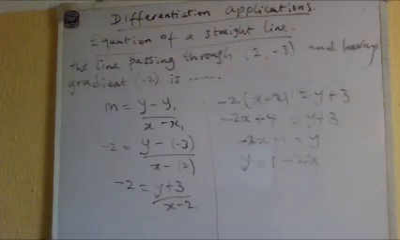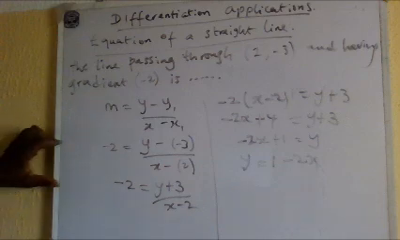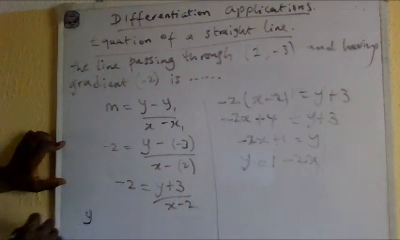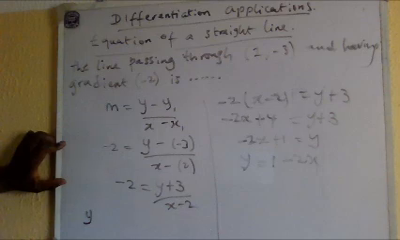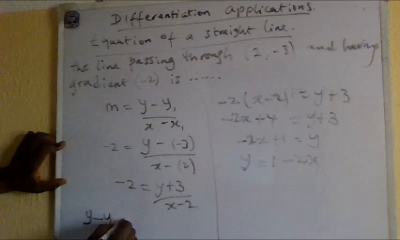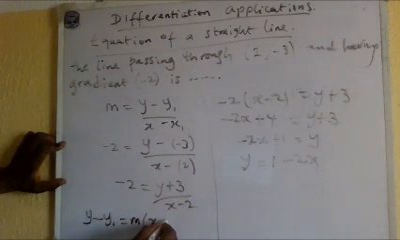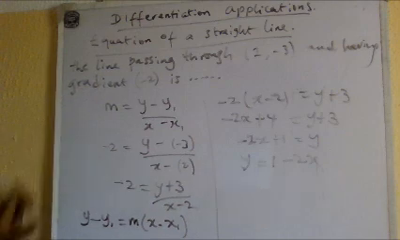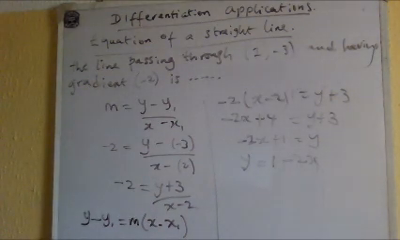So it is worth remembering the formula for the equation of a straight line given a set of coordinates and the gradient. Just remember that the formula is y minus y1 is equals to m(x minus x1). So remember that formula.